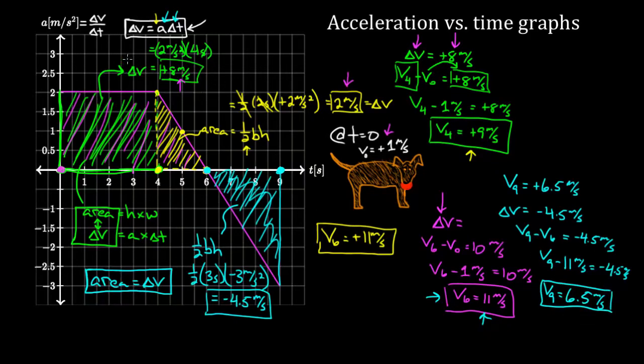So finding the area can get you the change in velocity, and then knowing the velocity at one moment in time can get you the velocity at any other moment in time. Just be careful. Make sure you're associating the right time interval on both the left and right side. They have to agree. One more thing before you go.